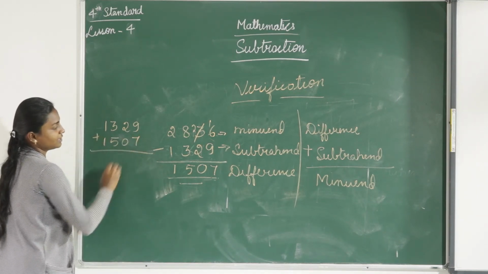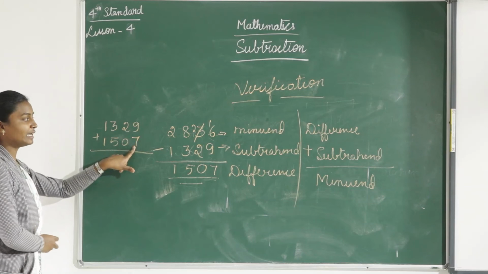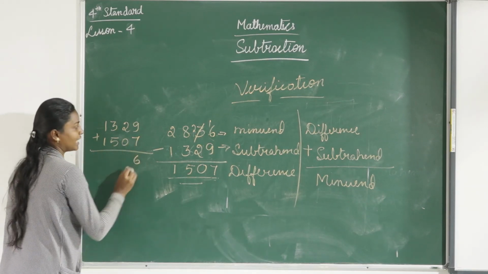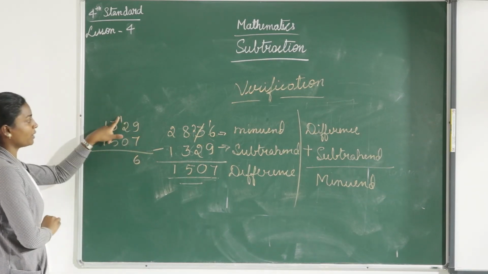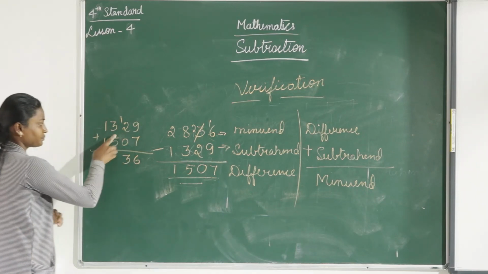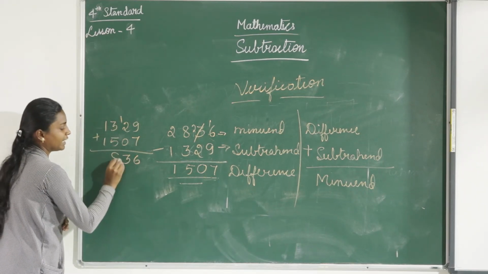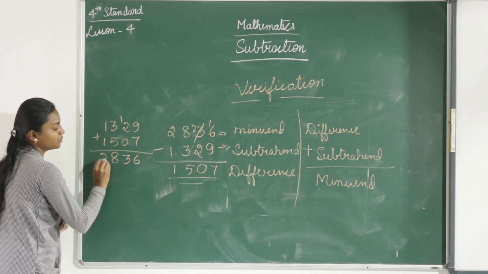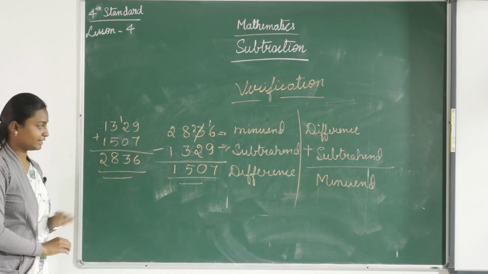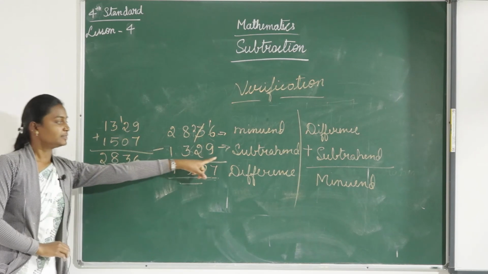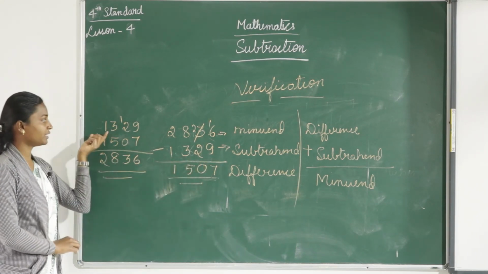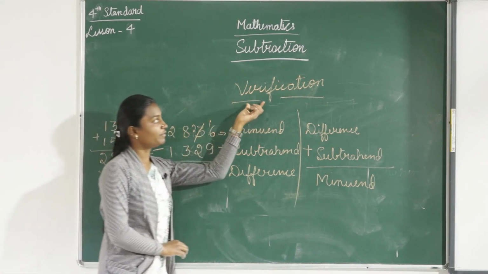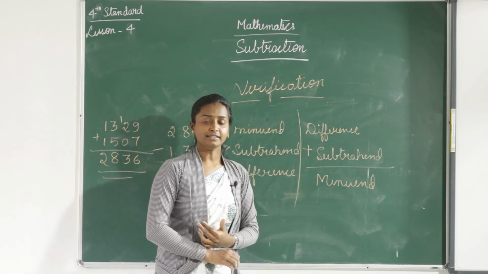So let's add this. 9 plus 7 is 16, so 6 as it is. Here 1 plus 2 is 3. So 3 plus 5 is 8, 1 plus 1 is 2. So what we did is correct. If you add the subtrahend and the difference, you have to get the minuend. Then the verification we have done is correct.